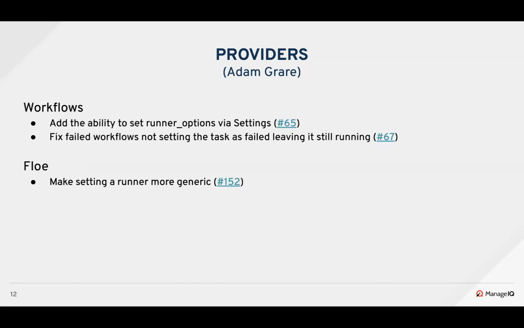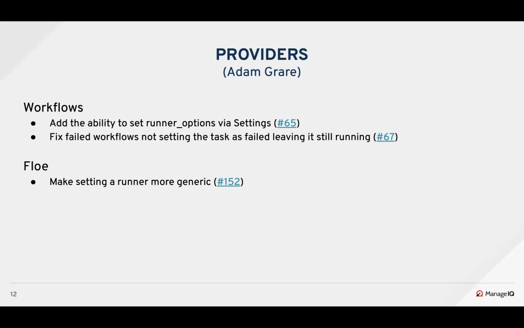Next slide. For workflows, we added the ability to set runner options via settings. A number of these were previously hard-coded in the engine, things like in development, setting the network mode to host so that you can route to your local host container. But it's more flexible to be able to set these via settings. So now there are development and production settings for workflows, and you can tweak whatever options you want via that.